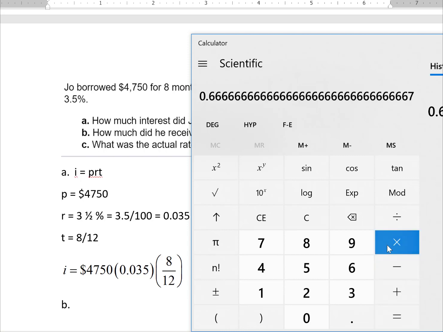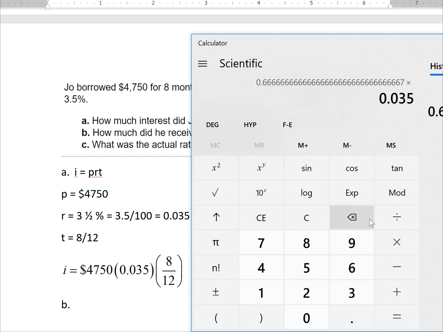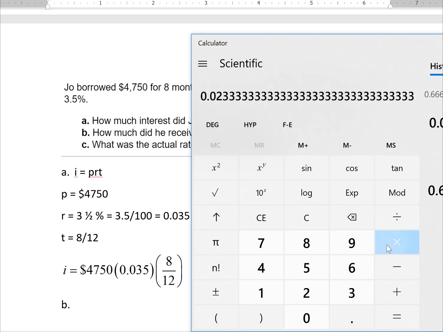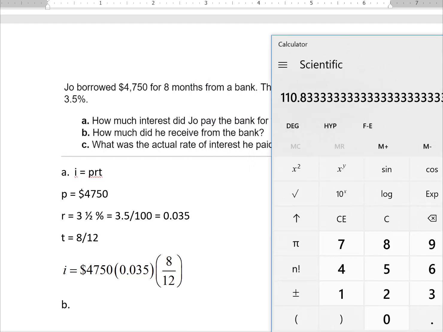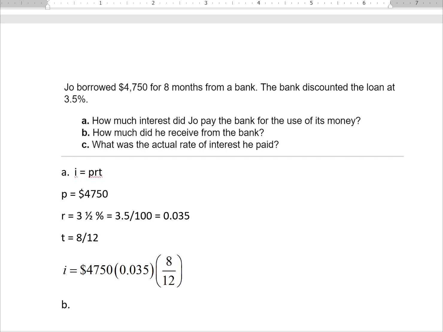And then I'm going to multiply by the interest rate, and then multiply by the amount she borrowed, which was $47.50. And so the amount of interest she paid was $110.83. How much did Joe receive from the bank?